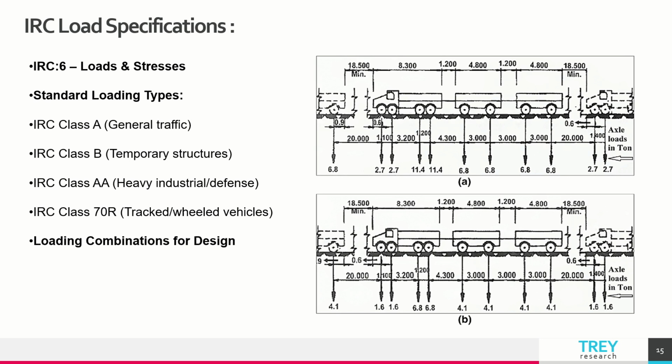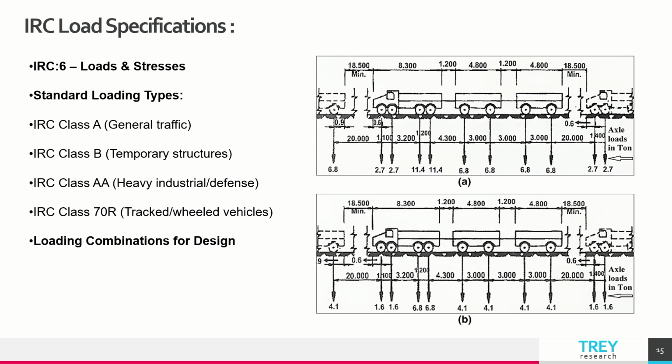Coming to our next part, that is IRC load specification. IRC has loads and stresses. Standard loading types are: IRC Class A supports general traffic, IRC Class B supports temporary structures, IRC Class AA supports heavy industrial or defense vehicles, and IRC Class 70R supports tracked and wheeled vehicles.